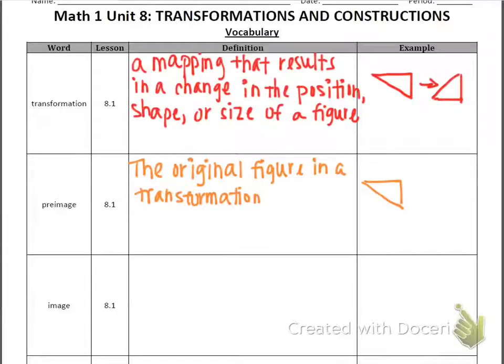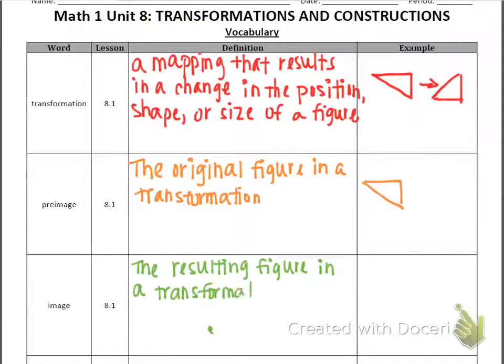So if the pre-image is the original, the image is the resulting figure in a transformation. Okay, so in our first example, the image would be this triangle.